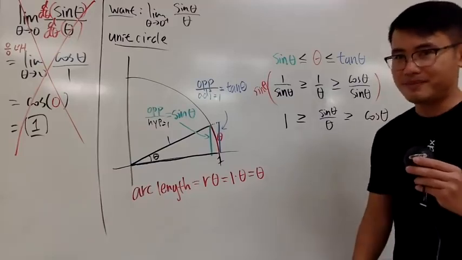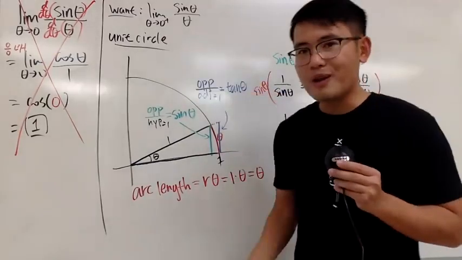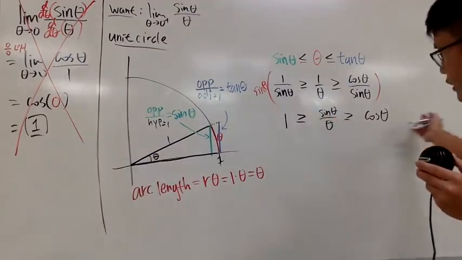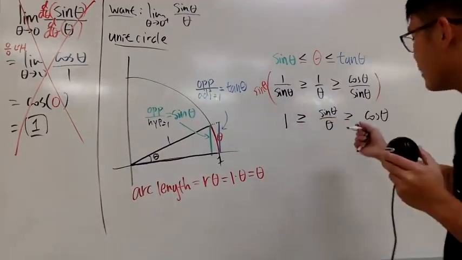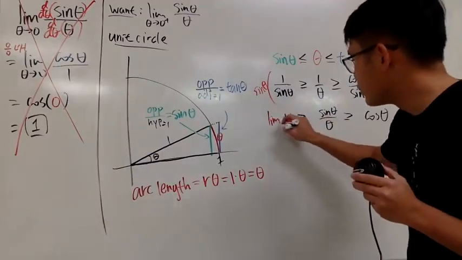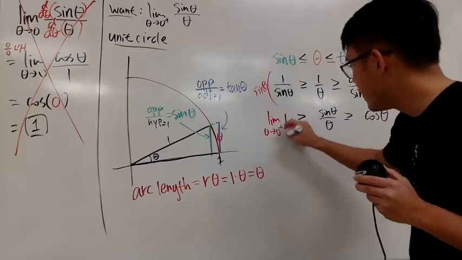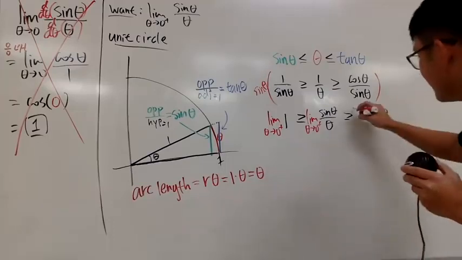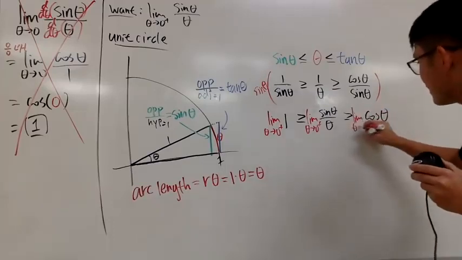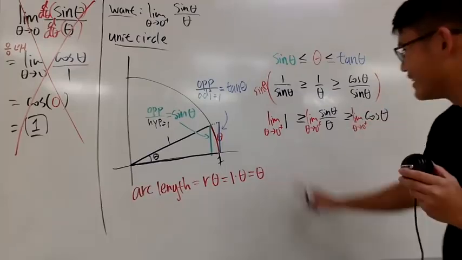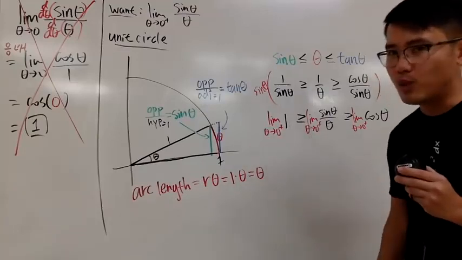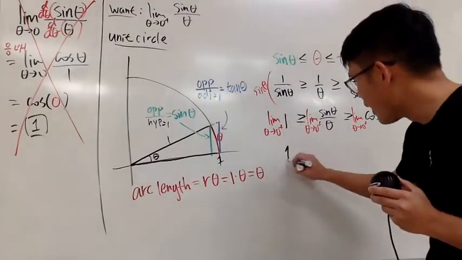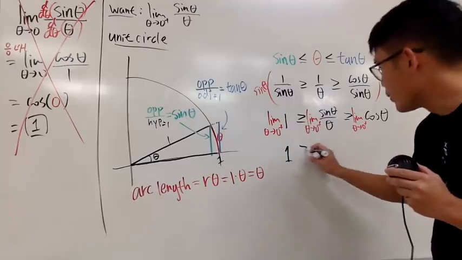What's next? Well, I'm trying to figure out the limit. From this inequality, I'll just take the limit as theta approaching 0 plus. So I will do it here, and then I will also do it here, the limit as theta approaching 0 plus. And then, of course, we also do it here, right? Cool. This right here, 1 is always 1. So this is 1. You maintain the inequality.